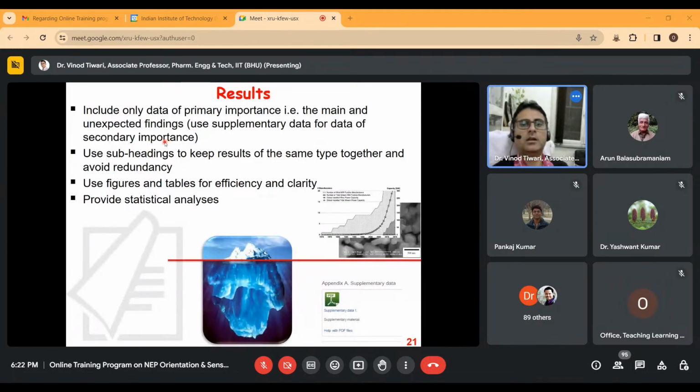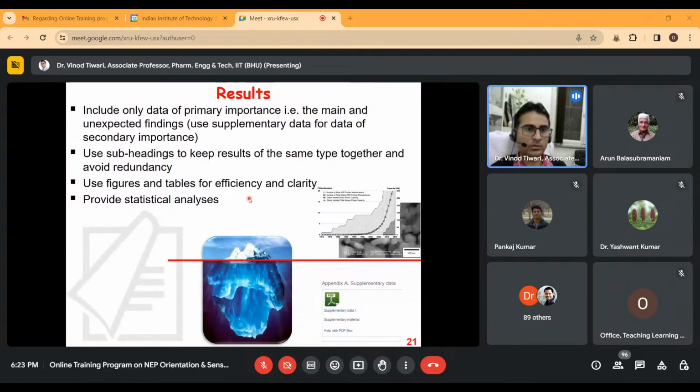So all the secondary data can come in the supplementary file, because journals have their page limitation. They cannot publish beyond certain page numbers. So some journals may ask you to put only 4 figures or 6 figures. Some may allow 6 to 8 figures, but not more than that. So the other figures which are of secondary importance can come into the supplementary file. And then you can also use subheadings to keep the results of the same type together, and also try to avoid redundancy in your data presentation. It is very, very important to use figures and tables for efficiency and clarity.